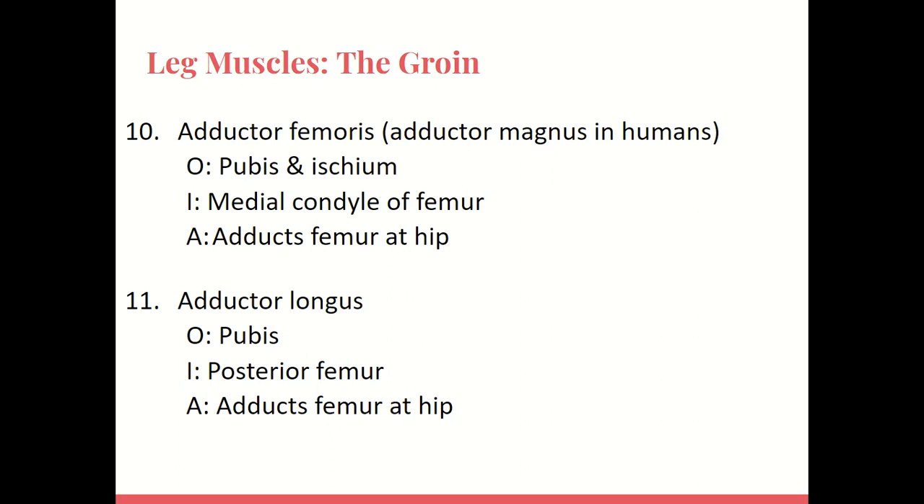Both the adductor magnus and longus are adductors of the femur at the hip. They both pull your legs together. If you look at their origins, they both arise from the pubis, although the adductor magnus has some attachments onto the ischium. The adductor magnus inserts onto the medial condyle of the femur. So it's going to hook onto the inside of your femur and pull it in towards the middle of your pelvis. The adductor longus hooks onto the posterior femur. So it's a slightly different insertion, but it also still works to adduct.